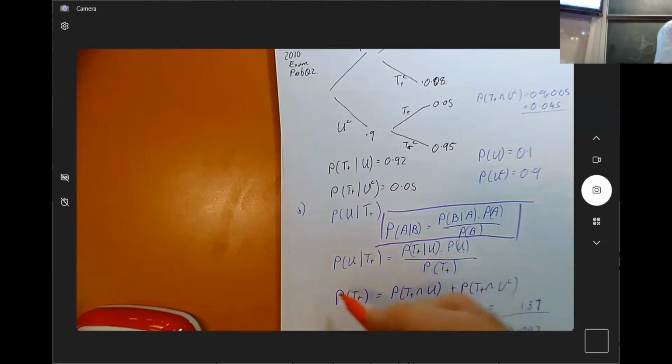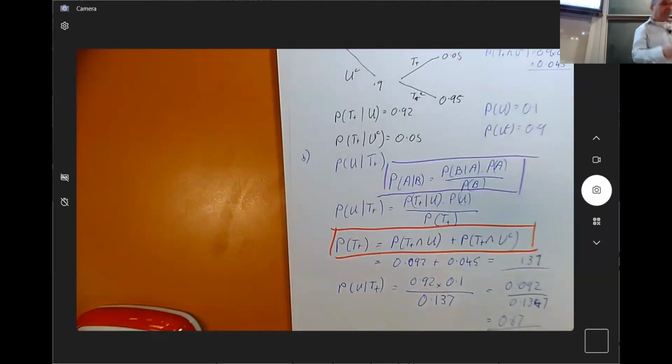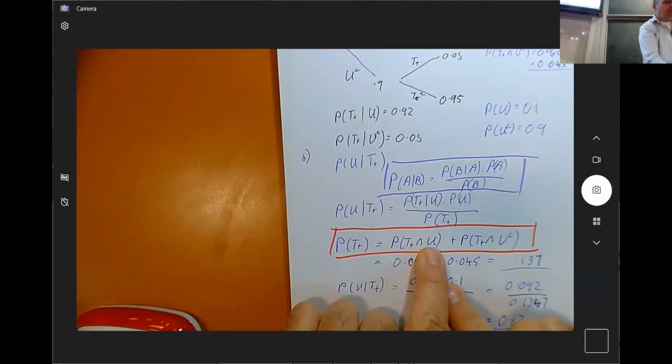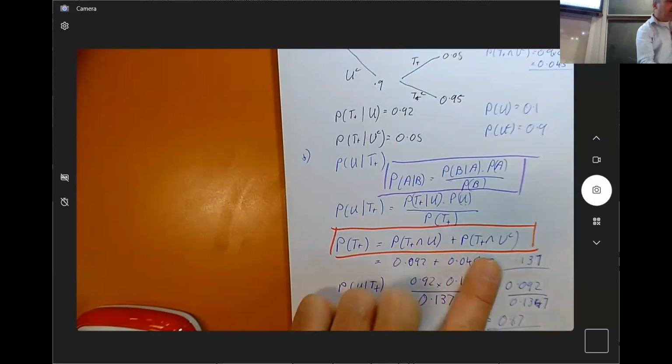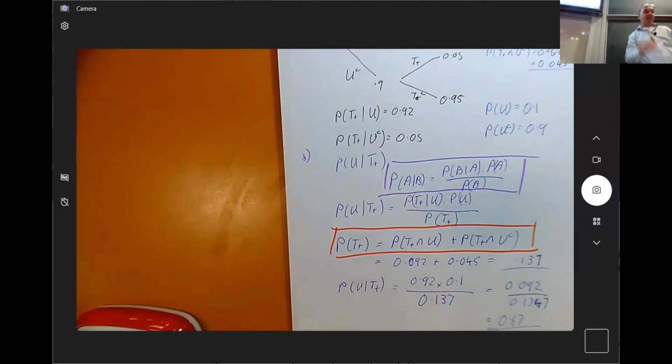This part here. This is the total probability thing. What we're saying is, if I have two sets, a set U and its complement, that are mutually exclusive, the key part about that is they're mutually exclusive. Then to work out the probability of a set, we can break it into the intersection of the set with the other set plus the intersection with the complement. That's both parts of it. And we could extend it.